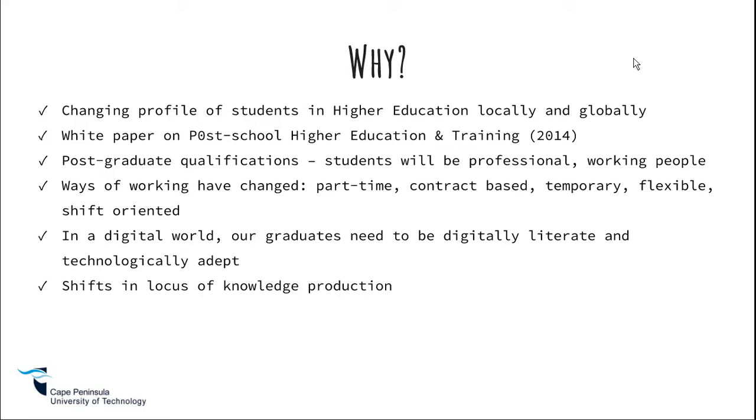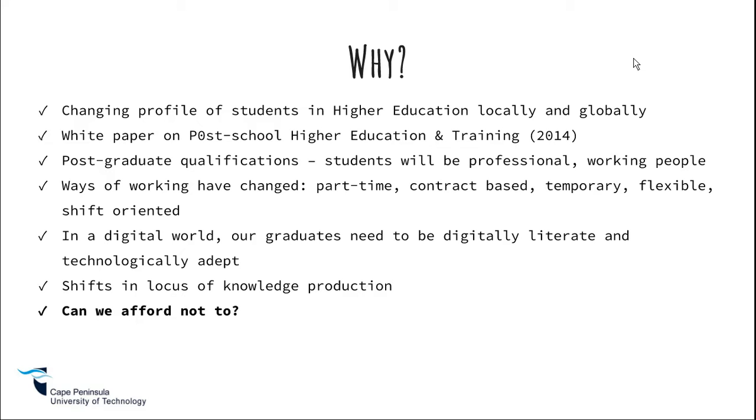And also the one that I think as academics we find most uncomfortable is to acknowledge that there are shifts in the locus of knowledge production. Universities are no longer the privileged institutions that are the only locus of knowledge production and dissemination. That is happening in very many other places, including in the workplace and including on the web. And then finally, why? Well, can we afford not to?